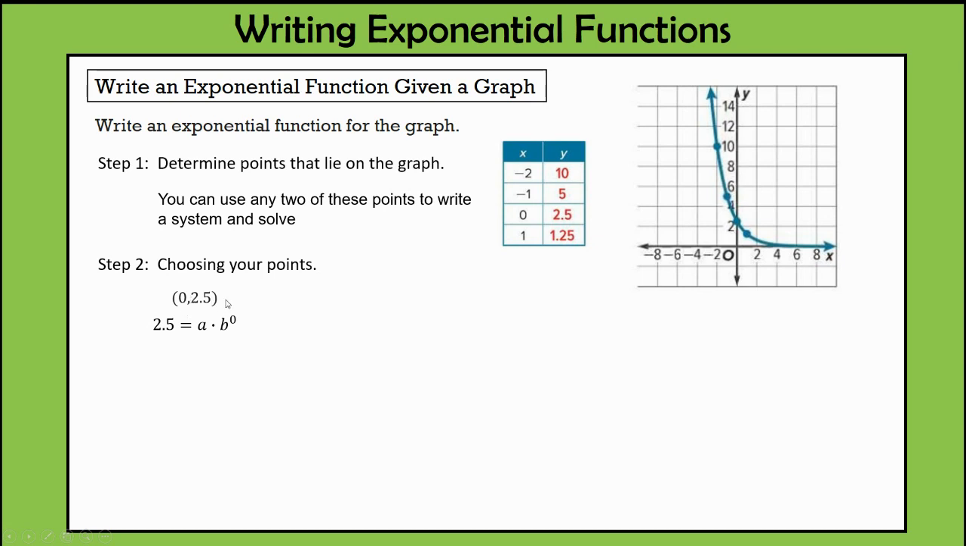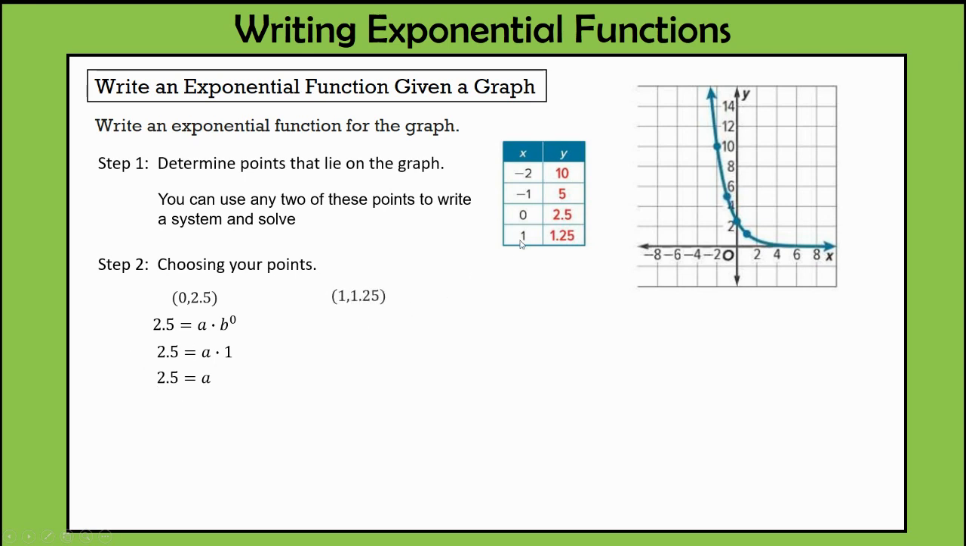So if I go 0, 2.5, and I substitute into our y equals a times b to the x, y is 2.5, x is 0. Okay, anything to the 0 power is 1. So b to the 0 is 1. That means I already got my a. A is 2.5. So now I cut my work down.